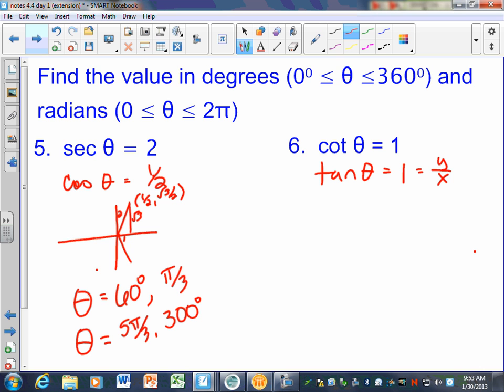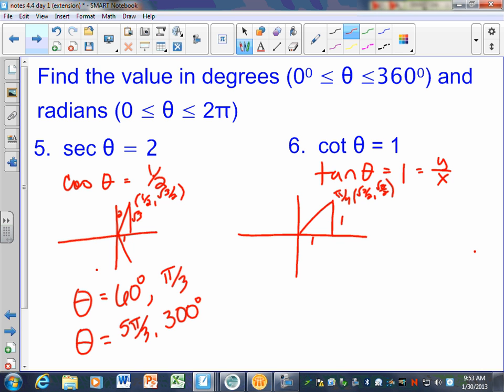Tangent is y over x, or opposite over adjacent. So unit circle people, you're thinking about what points have ordered pairs that are the same, right? Pi over 4. At pi over 4, isn't this square root of 2 over 2, comma square root of 2 over 2? So if my x and my y are the same value and I put them over each other, isn't that going to equal 1 every time? And in the triangle, 1 over 1, that's where you get that from.